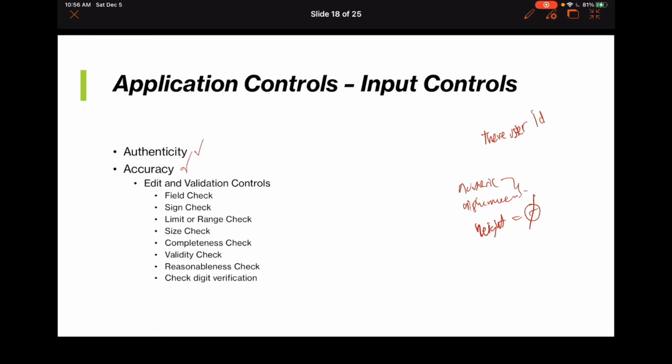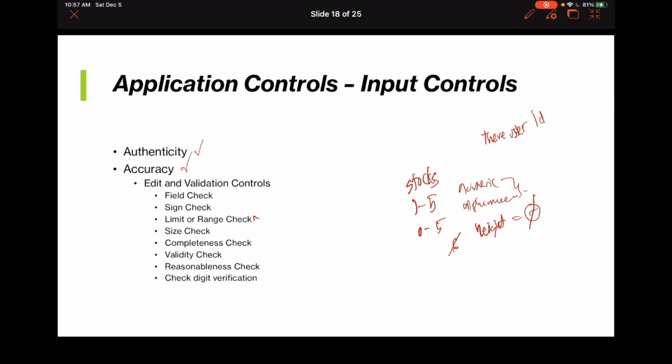Next, limit or range check. For example, you have limited stocks. You only allow 1 to 5 orders. So people should only be able to order from your shop either 0 or 5 pieces. They cannot input, let's say, 6. If 6, it is an error. That is a range check.